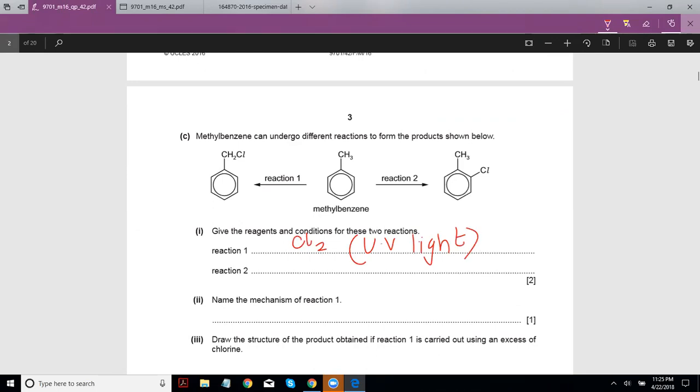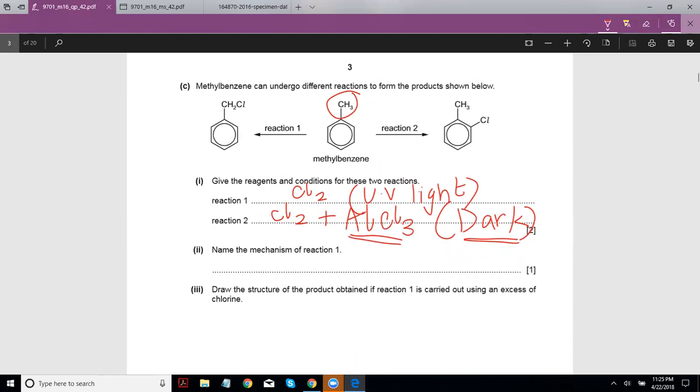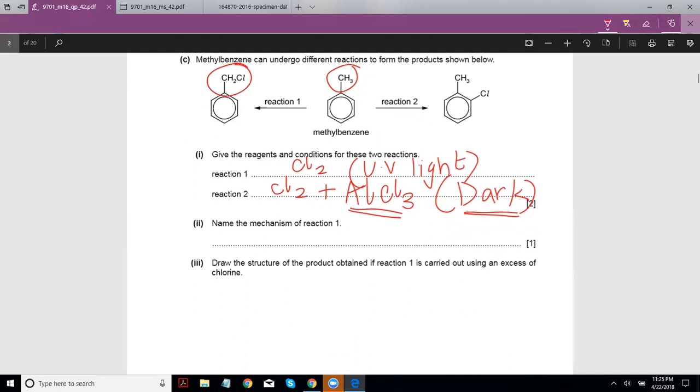The second reaction is one we studied, an electrophilic substitution. Here you would have alkylation, the Friedel-Crafts reaction, adding an alkyl group. So you add AlCl3 as your catalyst, and you write dark to avoid confusion, otherwise free radical substitution would start to happen on the side chain.